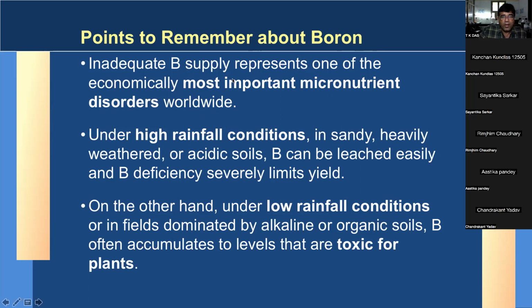Under high rainfall conditions, in sandy, heavily weathered or acidic soils, boron can be leached easily and boron deficiency severely limits yield. On the other hand, under low rainfall conditions or in fields dominated by alkaline or organic soil, boron often accumulates to levels that are toxic for plants.